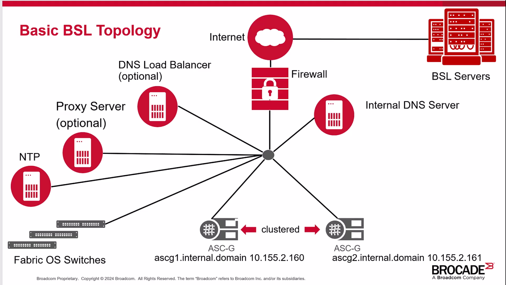Basically, what will happen is the Fabric OS switches will send a data set to the gateways. The gateways will then process that data set, sanitize it, and then the data that gets sent out to the BSL servers, which you see in the right-hand corner, will go through your firewall environment and then to the BSL servers back to Brocade. The transmission of the data set is always initiated from within your environment and sent to the BSL servers.